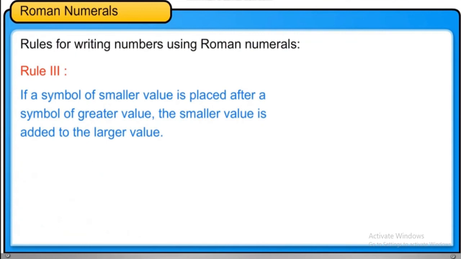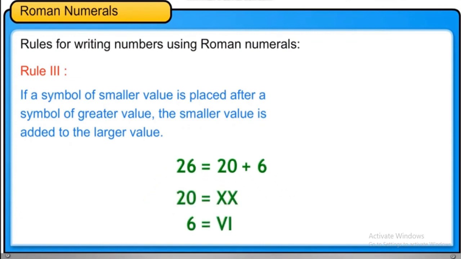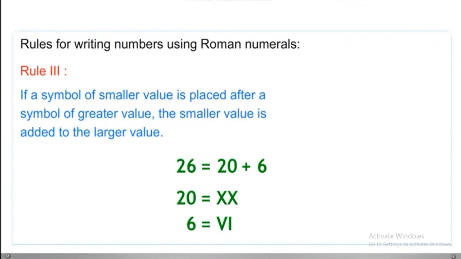Now consider the number 26. It is made of a large number 20 and a small number 6. The numbers 20 and 6 are represented by two different combinations of Roman numerals as shown. When writing 26 in Roman numerals, we first write the combination for the larger number 20 and then write the combination for the smaller number 6.